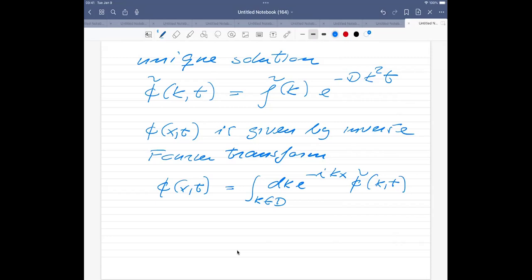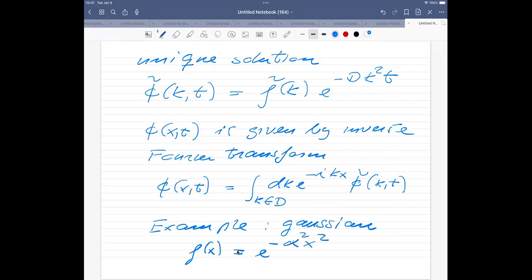If I now, after the break, assume as an example a Gaussian, then I assume that my initial distribution is given by a Gaussian, e to the minus alpha times x squared. I'm just going to set up the integrals so that you can see that you end up with a Gaussian in momentum space as well. And this is going to be the general solution of the diffusion equation. Okay?